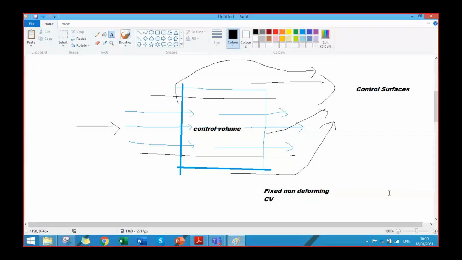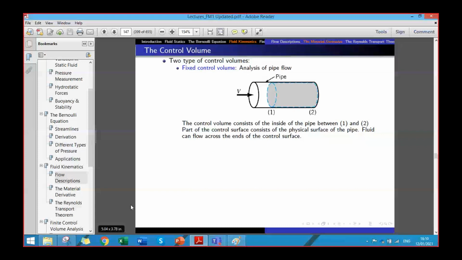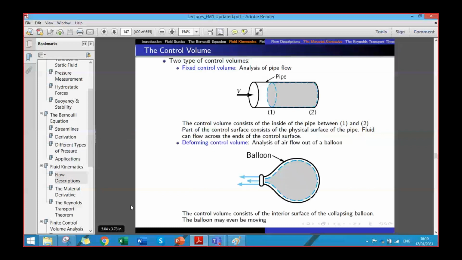If it is clear, then we move to the formulation of the Reynolds transport theorem. An example of the deforming control volume could be a balloon. You define the boundary of the balloon as a control volume. What happens when you inflate or deflate the balloon? When you inflate, the volume of the balloon will increase. So that's an example of the deforming control volume. When you deflate it, the air will discharge out. So that's a deforming control volume.